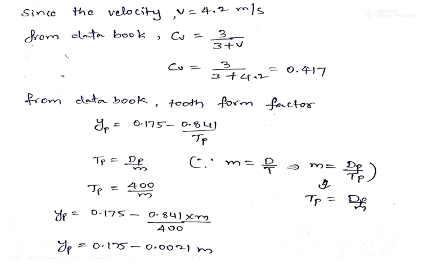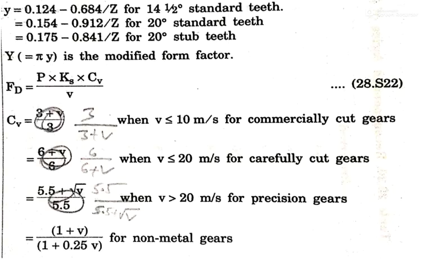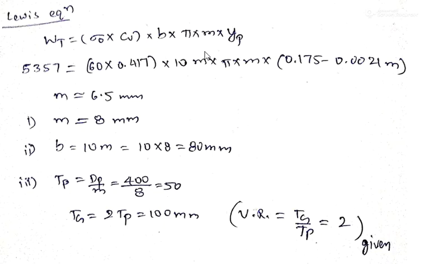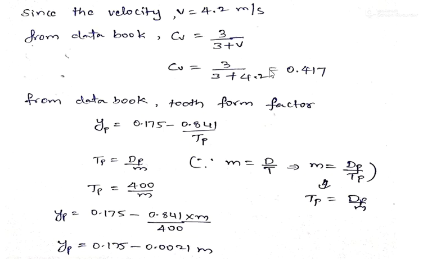If you proceed to the next step, here we require the CV and YP values also to solve this Lewis equation. This Lewis equation we have to solve to get the module. So to solve this we require the CV and YP values that we have to calculate initially. CV is called the velocity factor, which depends upon the pitch line velocity, and its value also we have to take from the data book.